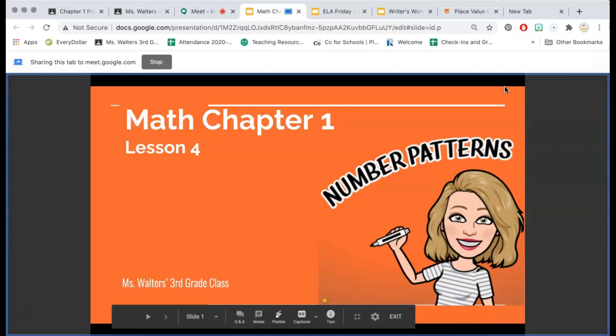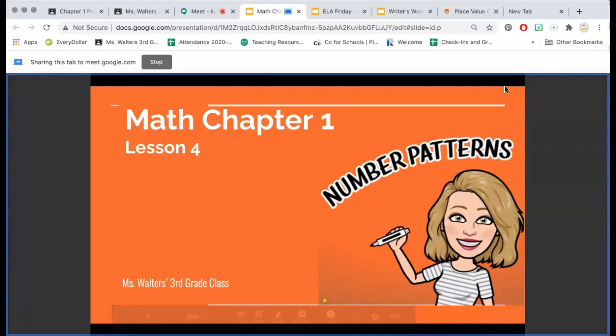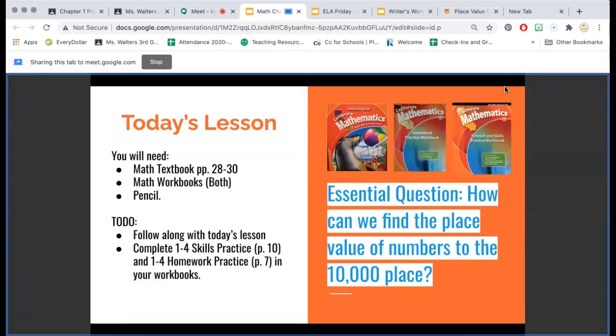We are on Math Chapter 1, Lesson 4. And for today's lesson, you will need your math textbook. It looks like this. We're on pages 28 to 30 in the math textbook. And you'll need both of your math workbooks and a pencil.